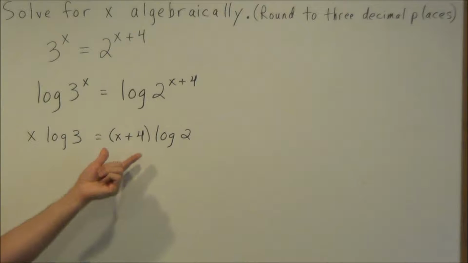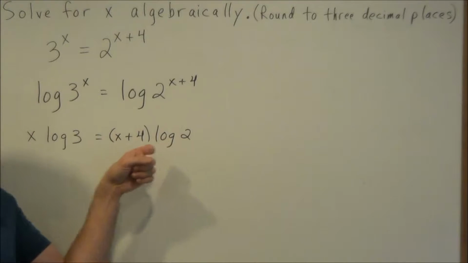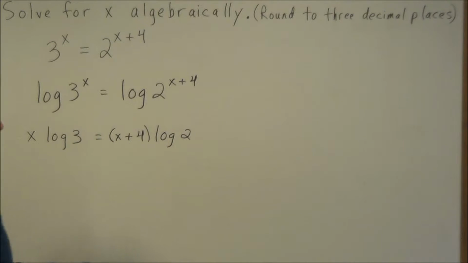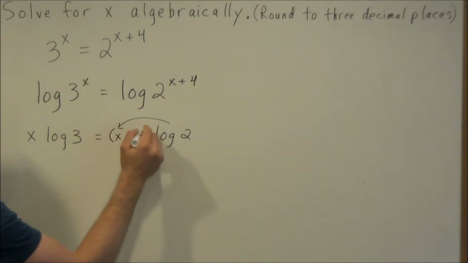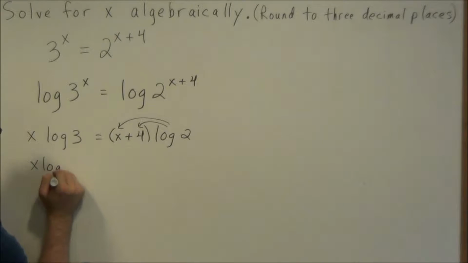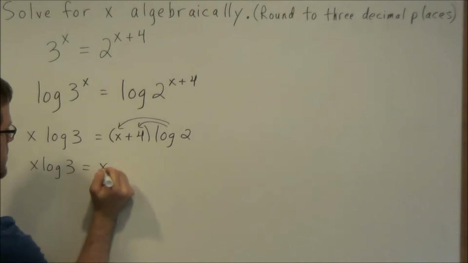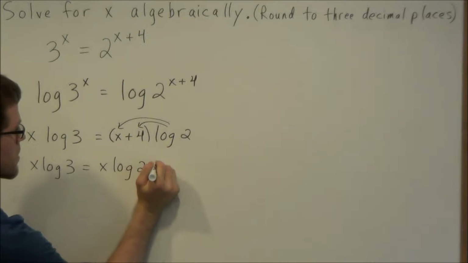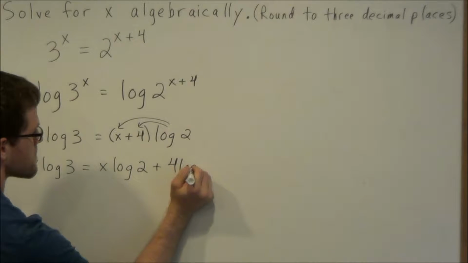Now it's important to write parentheses at this step so that log 2 is attached to both of these terms here. So for the next line, we're just going to distribute log 2. So we'll have x log 3 equals x log 2 plus 4 log 2.